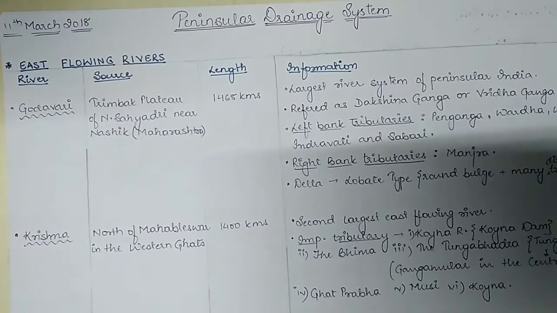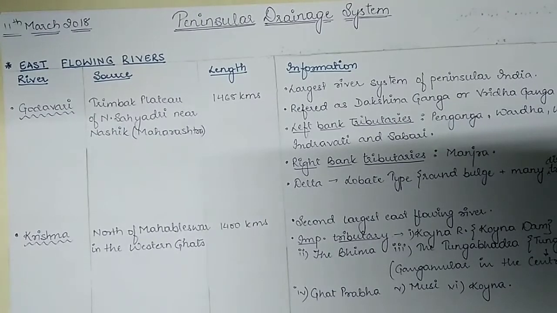So we have west flowing rivers like Narmada and Tapi, which flow in the faults. In the fault troughs, the west flowing rivers like Narmada and Tapi flow.